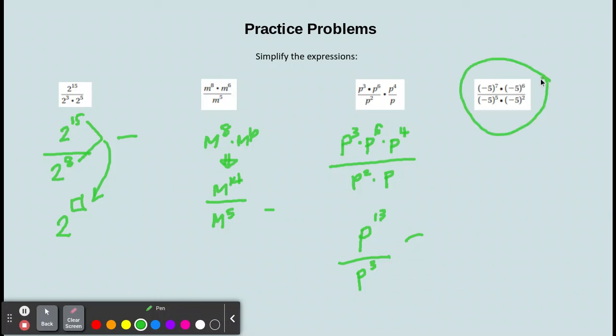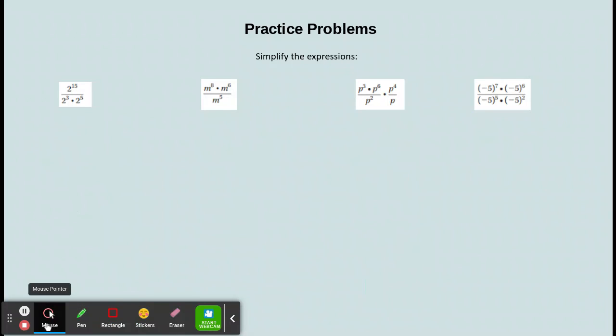And then the same thing is going to be true with this one. Okay, I'll let you do that one completely on your own. All right, and that is it for 14.3.